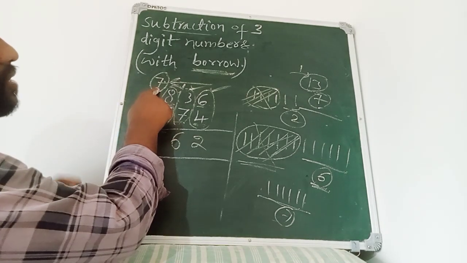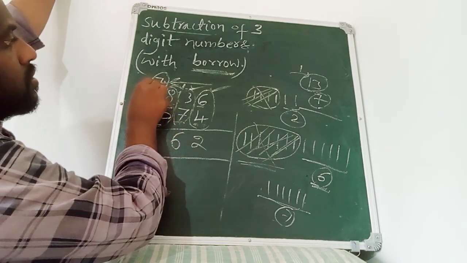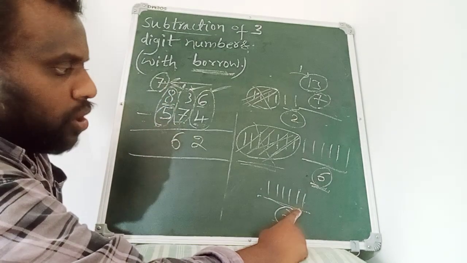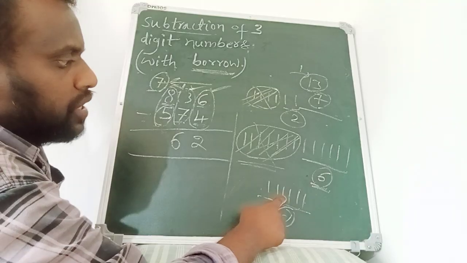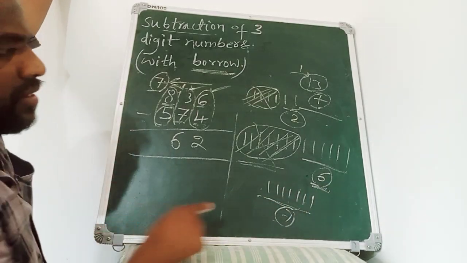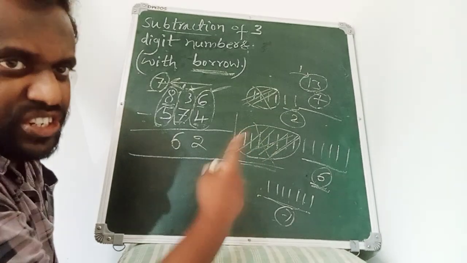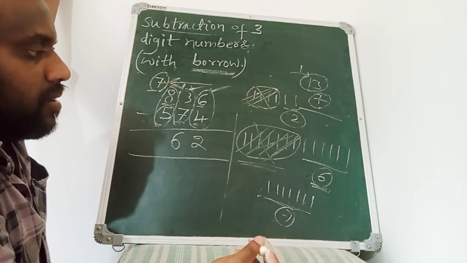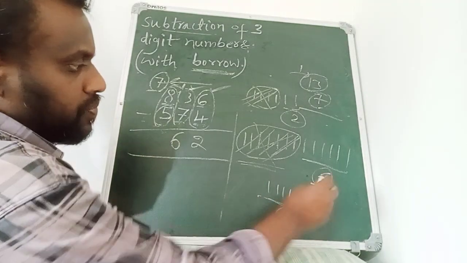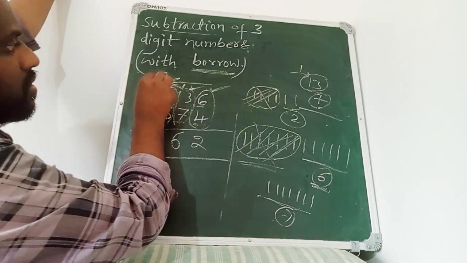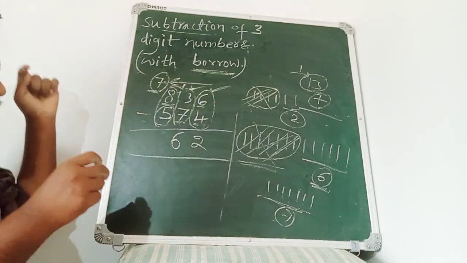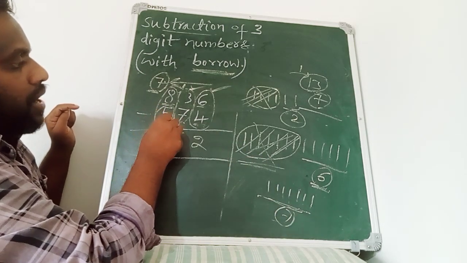From this 7 we have to subtract 5. First, this is the top number. Draw 7 lines. 7 lines we have already drawn here. You can see 1, 2, 3, 4, 5, 6, 7. I think I erased one here by mistake, so I have drawn one here. Now these 7 lines I have drawn here: 1, 2, 3, 4, 5, 6, 7. Now from these 7 we have to subtract this 5.